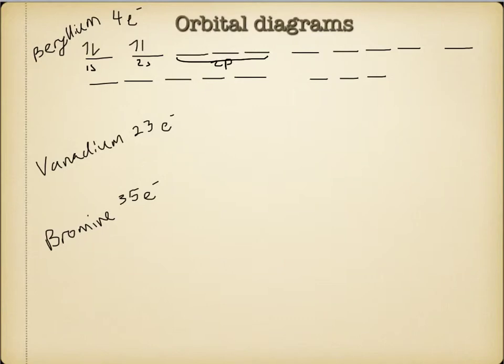Okay, so let's go to vanadium. It's a little harder. 23 electrons. You can look at the periodic table to prove that to yourself.